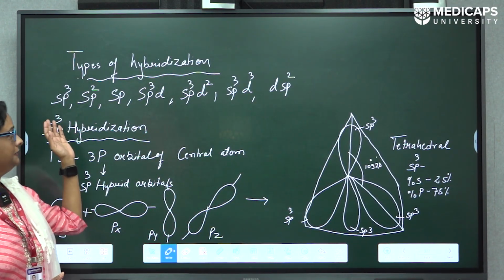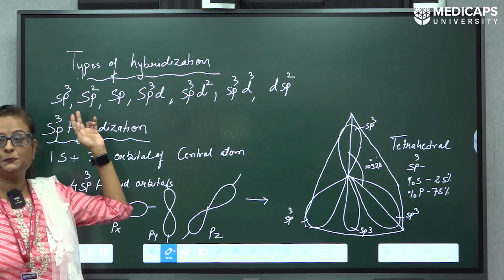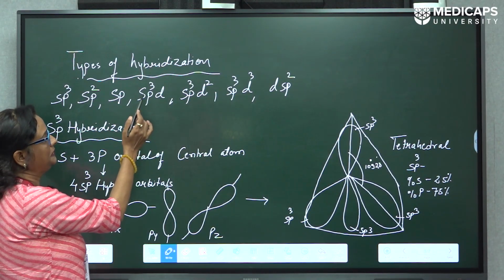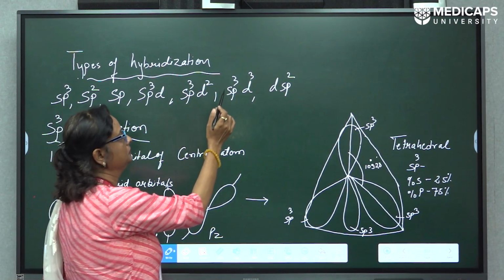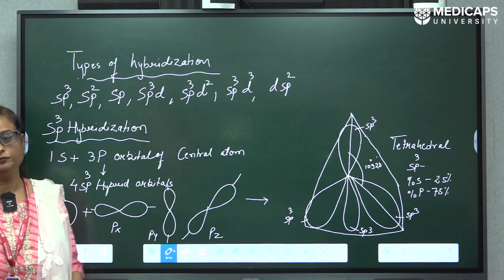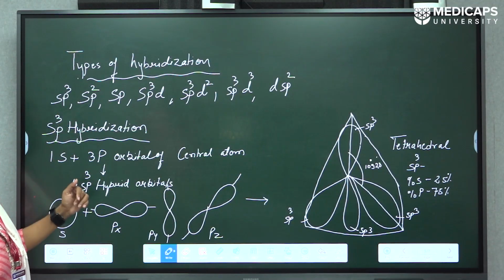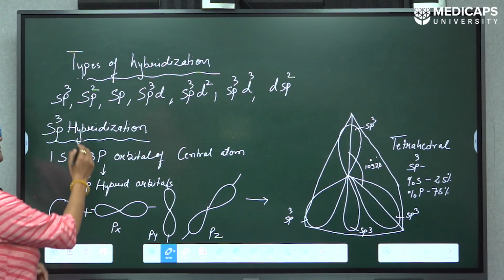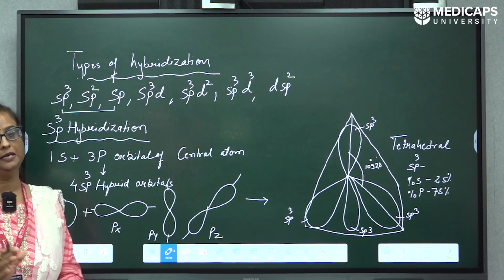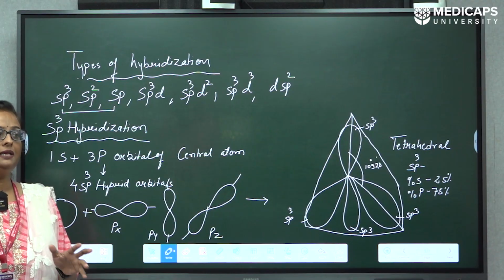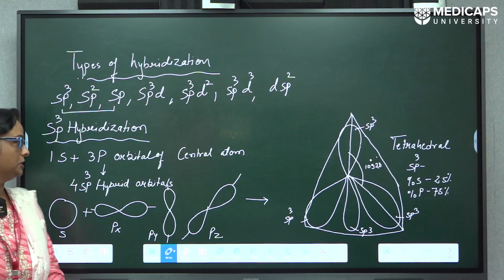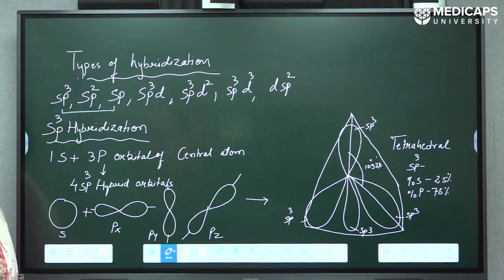Now the types of hybridization: sp3 hybridization, sp2, sp, sp3d, sp3d2, sp3d3 and dsp2. There are many types of hybridization, but today we are going to discuss these three because these three are the basic hybridizations mainly required for many covalent compounds during bond formation. So first is sp3 hybridization.